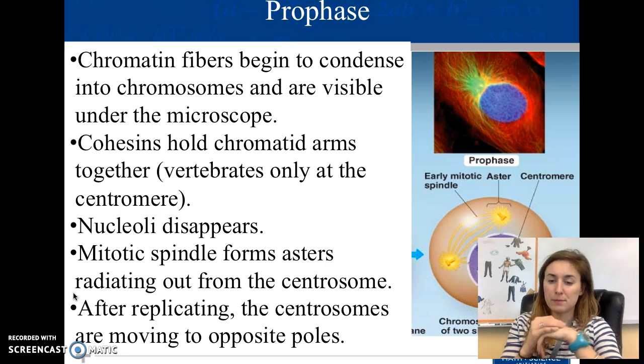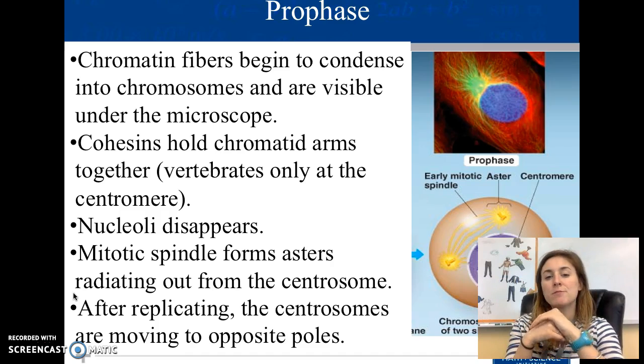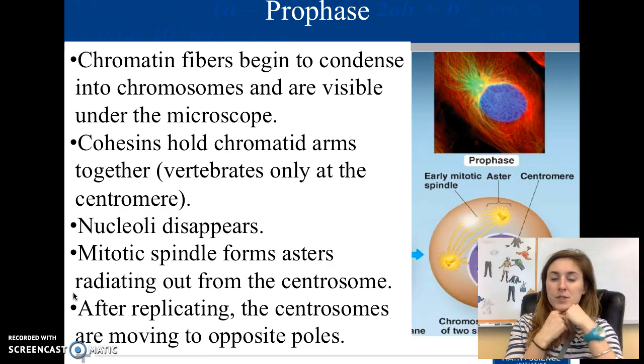So these would be your steps of mitosis. You get prophase first. Your chromatin fibers start to condense into chromosomes. They're getting organized so they can be pulled apart. Cohesins and chromatid hold them together. Your nucleolus starts to disappear, right?